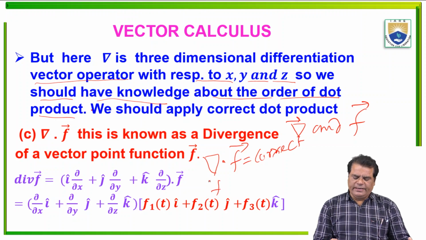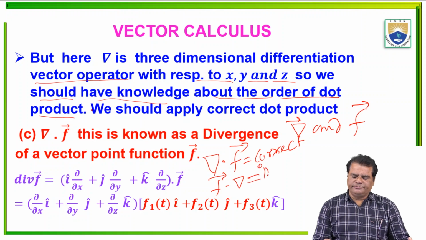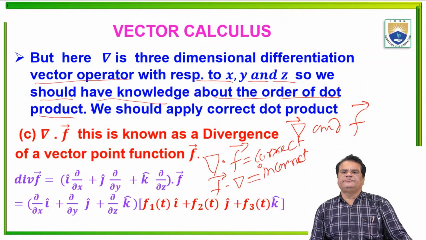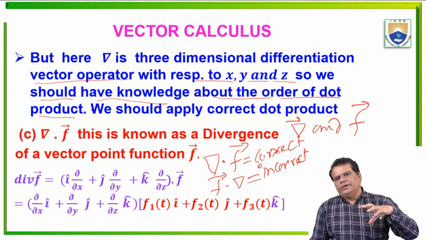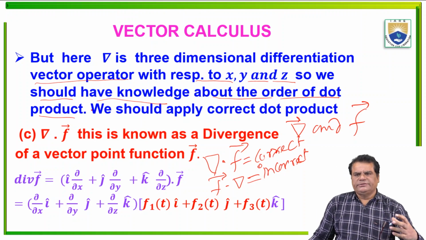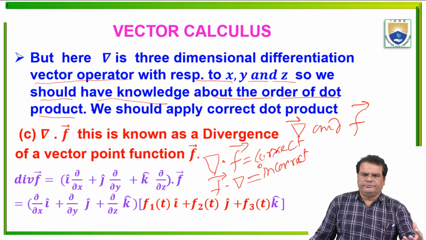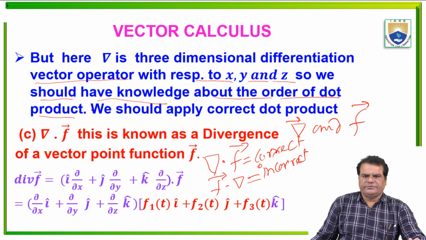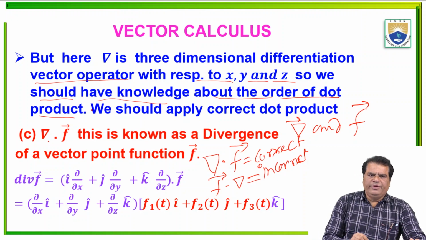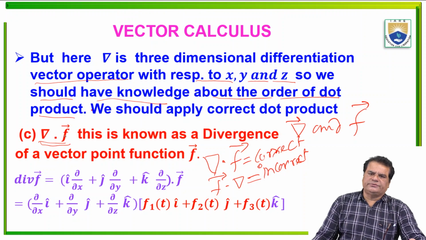But f vector dot del is incorrect. So here we have some knowledge about the order: which function should be first and which function should be last. Here we are taking the dot product del dot f, with del taken first and f taken last.